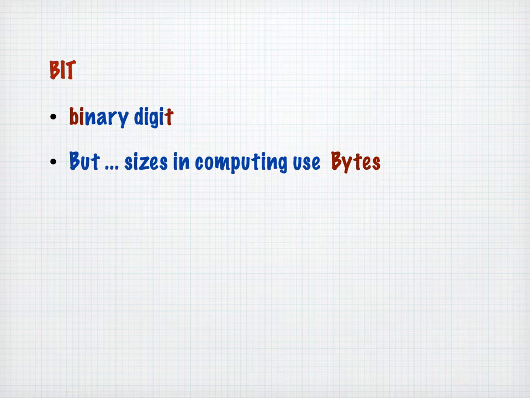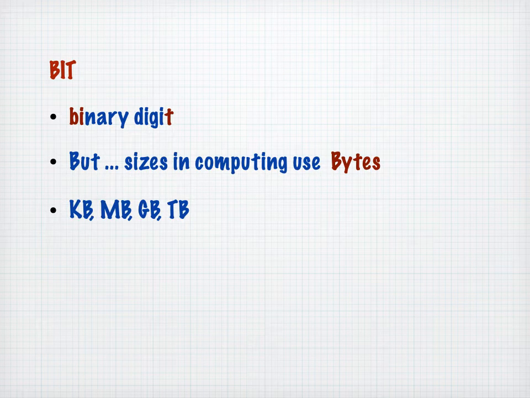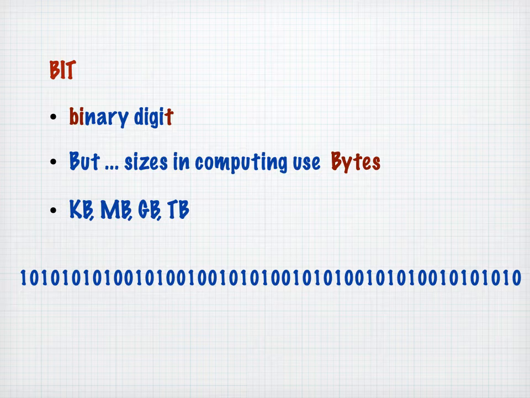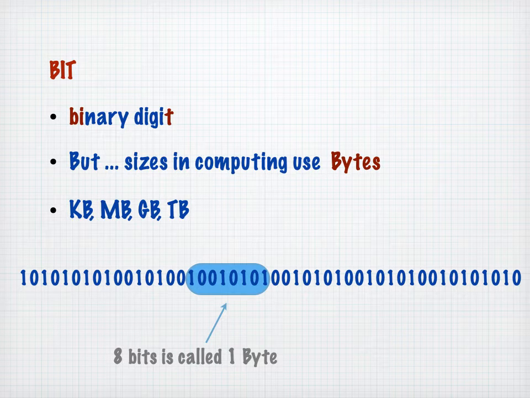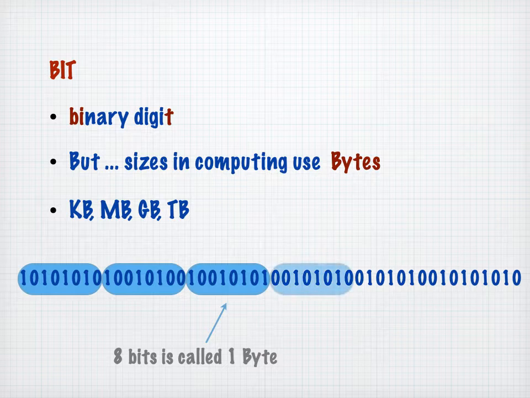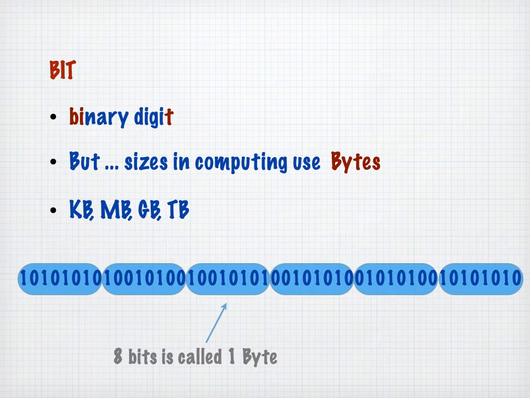And we know that we tend to talk about bytes, which is 8 bits, and even bigger amounts of zeros and ones, kilobytes, megabytes, gigabytes, and terabytes. And that 8 bits is called a byte. So for example here, we'd actually have 6 bytes. How many amounts of 8 do we have here? Well, we've got 6, so that would be 6 bytes.